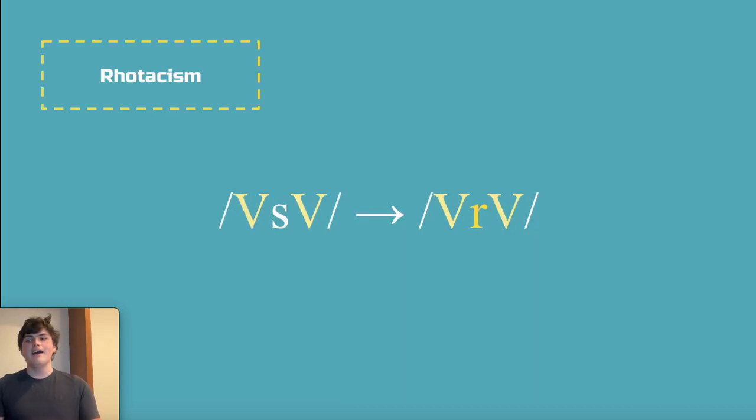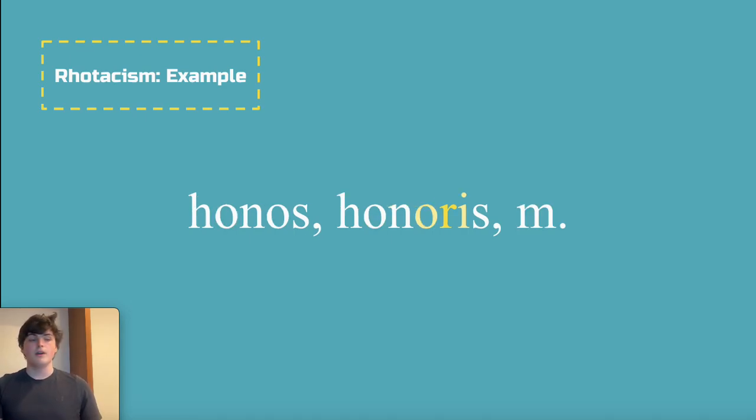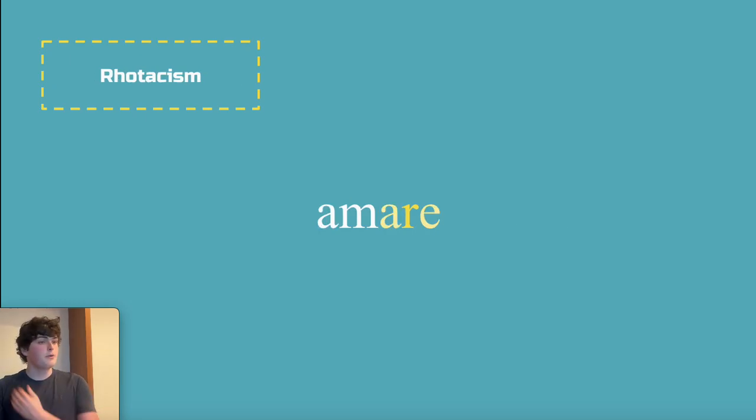In Latin, S's between vowels turn into R. You're able to see this process in the word mus. In the genitive, mus becomes muris, with that S becoming an R between the U and the I. You're able to also see this in the word honos, honoris. The same process happens where the S turns into the R between the O and the I. So that's how you get the regular infinitive. Just between the A and the E, the S turns into an R.